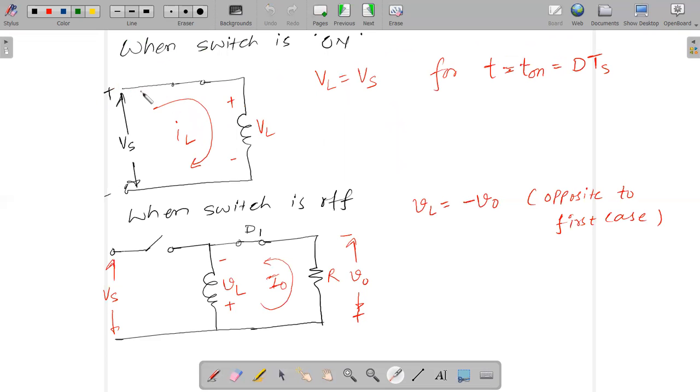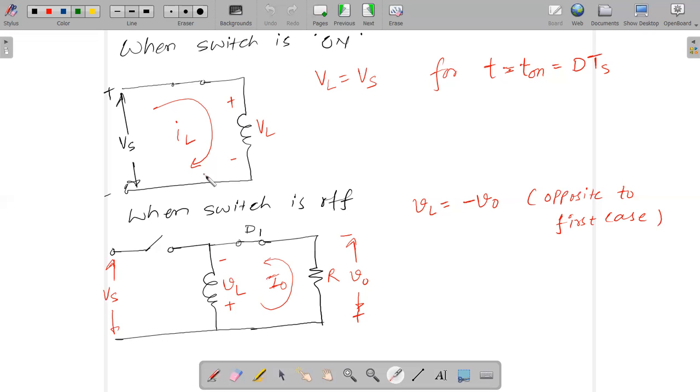When the switch is turned on, you can see the current flows in this fashion and the voltage which we get across the inductor is equal to Vs. So in this situation, the diode gets reverse biased and the load, the V0 part, you are not able to see. So this is the voltage across the inductor, Vs, when the switch is turned on for this duration, right?